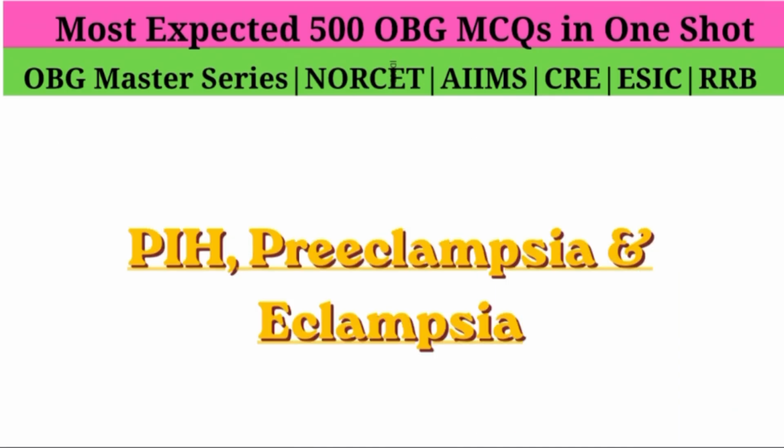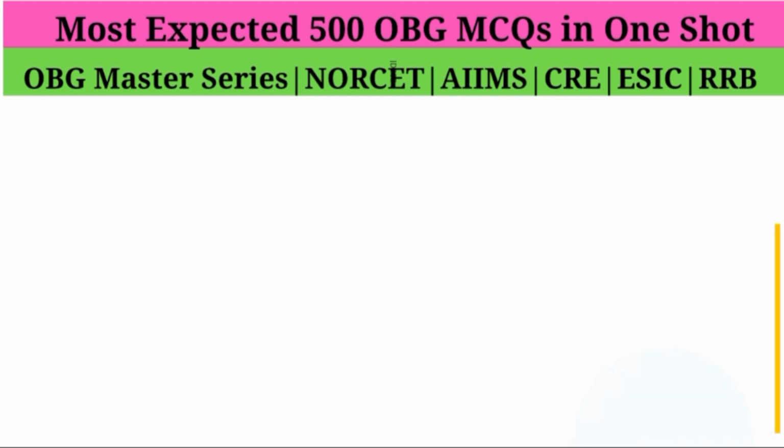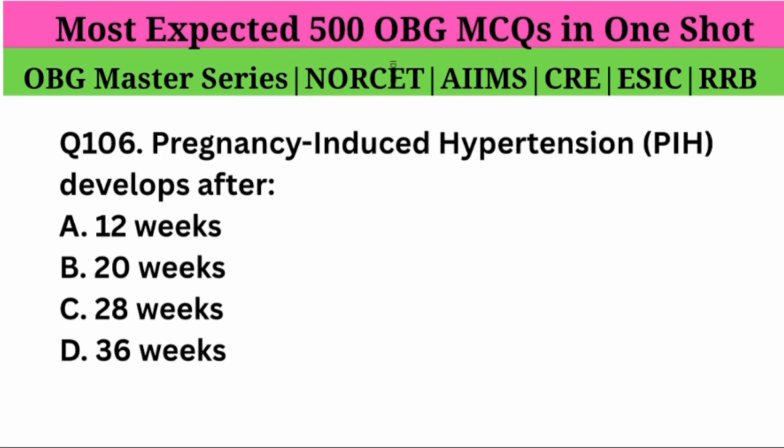Next important topic is PIH, preeclampsia and eclampsia. PIH is pregnancy induced hypertension. So, moving towards the question, pregnancy induced hypertension develops after. Your correct option is option B, 20 weeks.